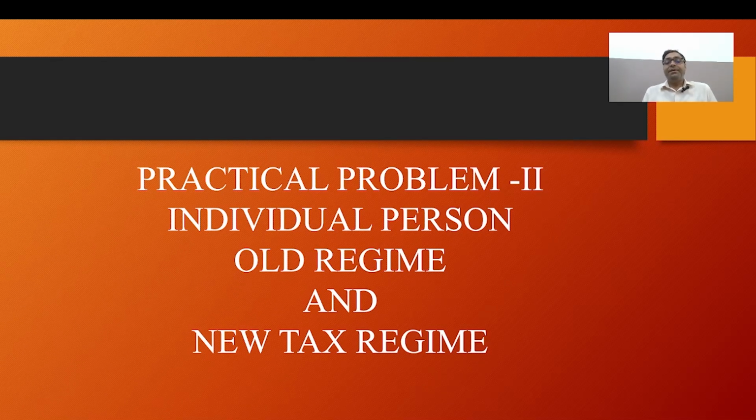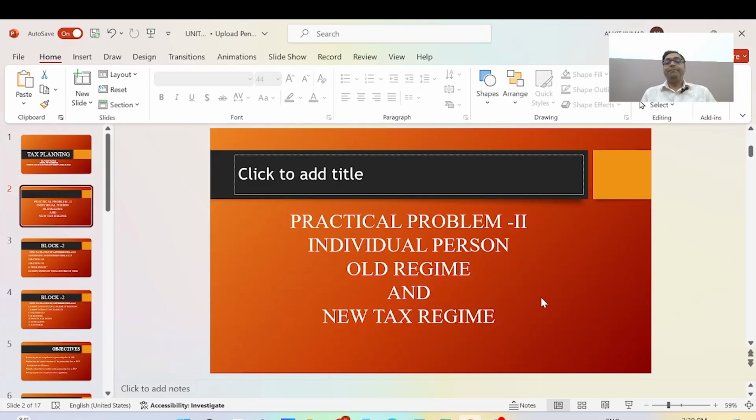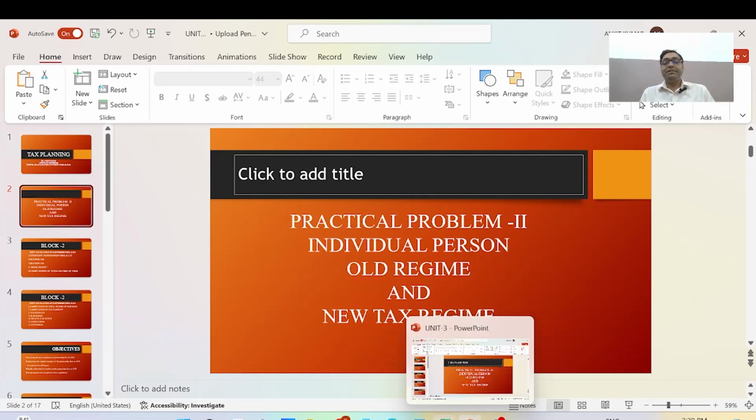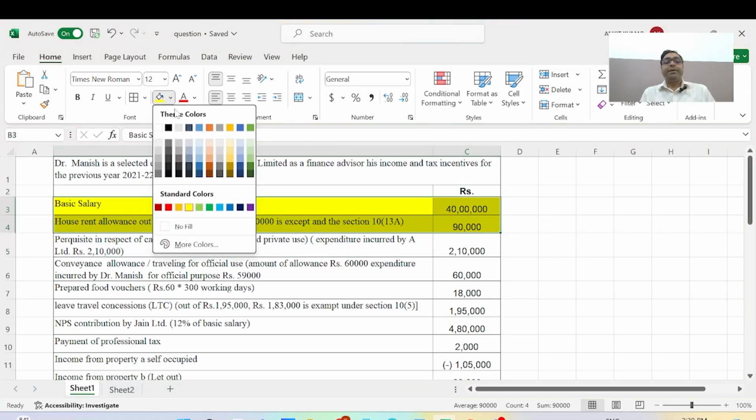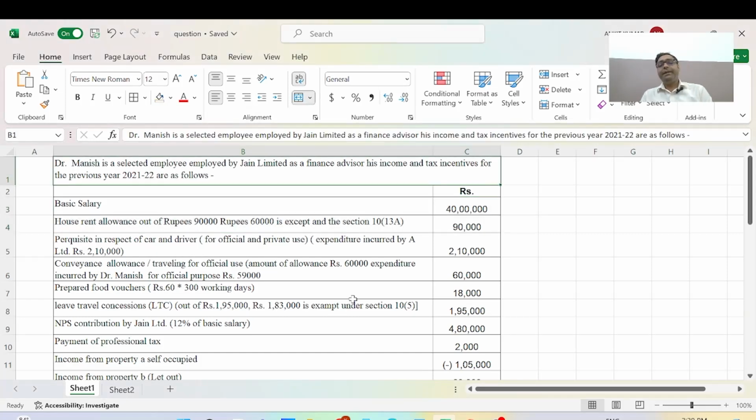After that we will reach the practical problem and see what is beneficial for Dr. Manish. I will discuss the problem here and then start the practical solution. First of all, I will read out the question, and you can also write down the main important points that will be included in the solution, and how the computation of income tax and tax liability will be done.